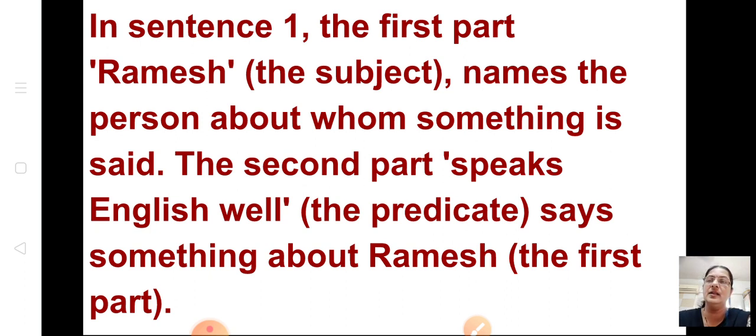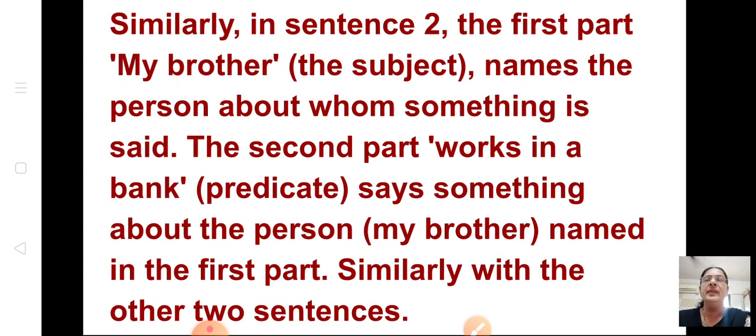In the second sentence, what did we see? The first part is "my brother." So you will not remove "my" alone or "brother" only. So "my brother" fully is the subject. It names the person about whom something is said. Okay. The second part, "works in a bank," that is the predicate. It says something about the person, my brother, named in the first part. Similarly with the other two sentences.